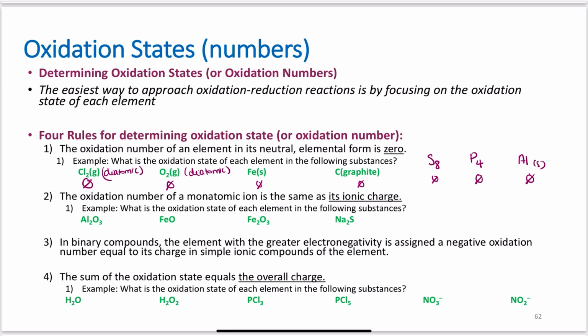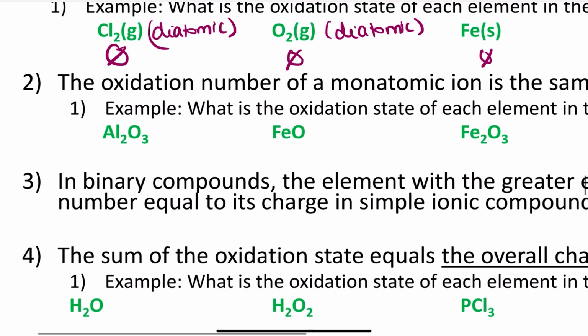The oxidation number of a monatomic ion is the same as its charge. So if I have just Zn2+, its oxidation state is +2. If I have nickel 2+, its oxidation state is +2. Looking here, Al2O3. Split this apart. Think about how you used to do your naming and split these back apart. Al2O3 means 2 aluminums and 3 oxygens.